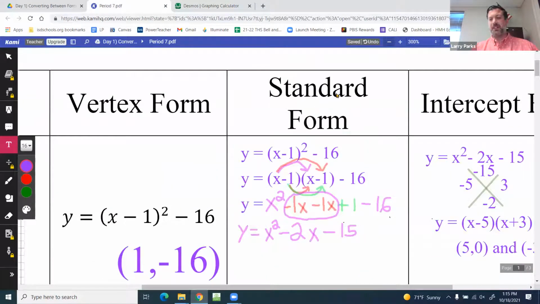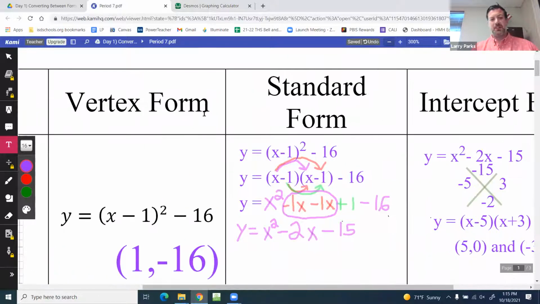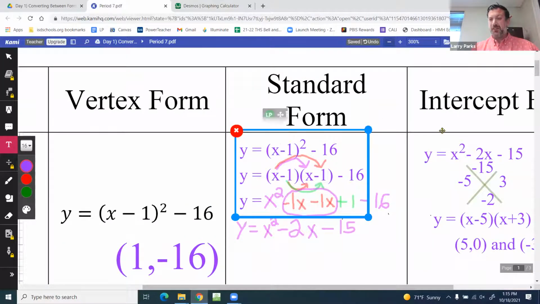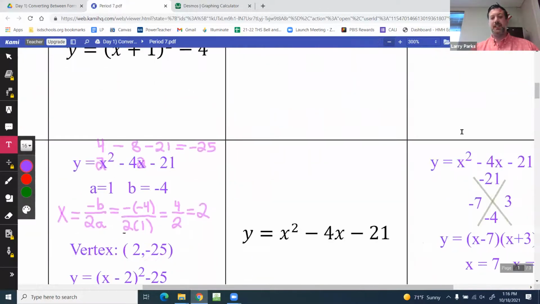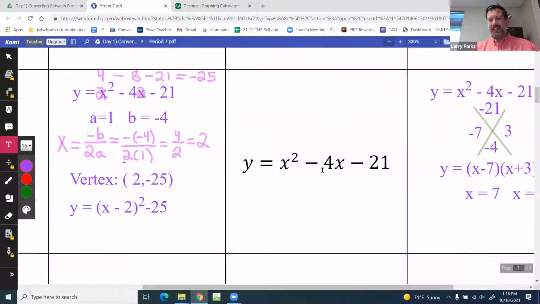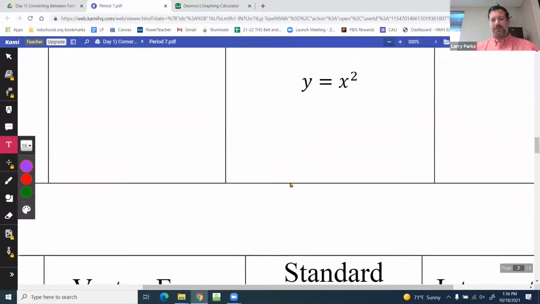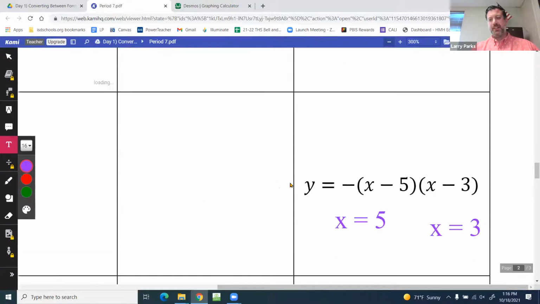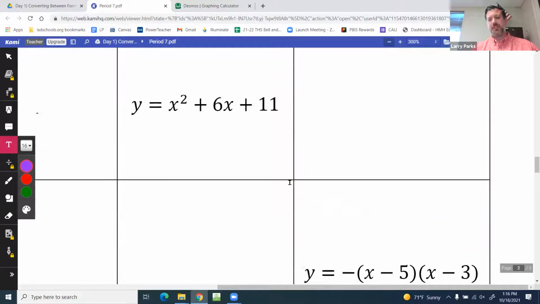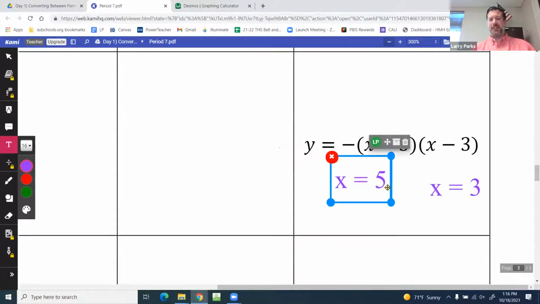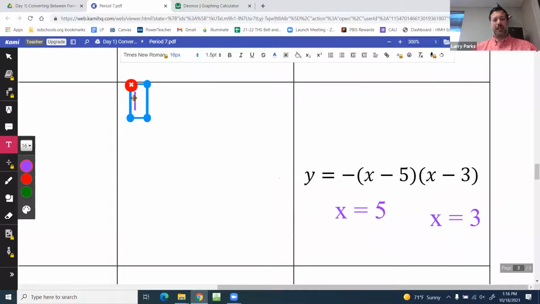First example, we started in vertex form, we went to standard form and intercept form. The next example, we started in standard form and we went to intercept form and vertex form. I will show you one more, and that would be starting in intercept form. So let's say you start here in intercept form. First thing I would do is copy down the problem.